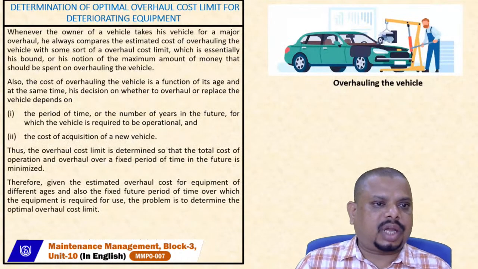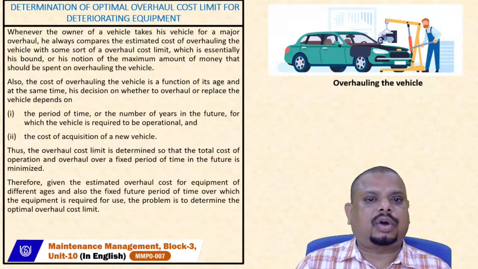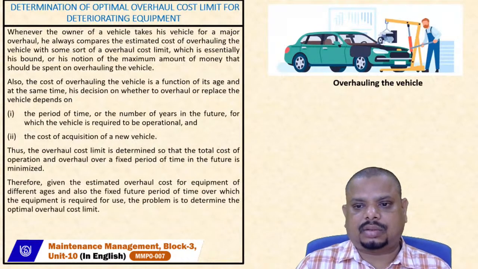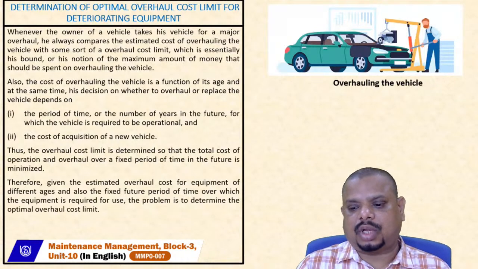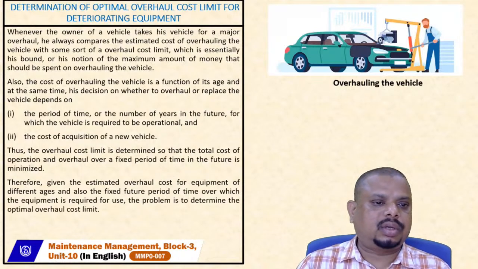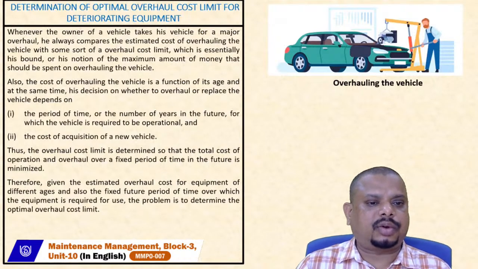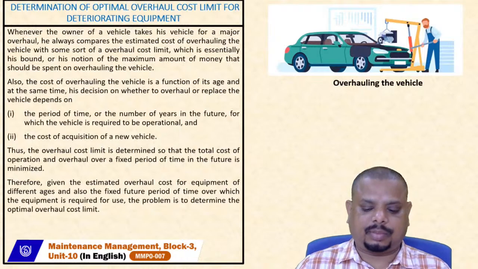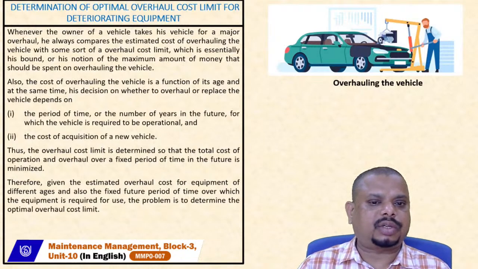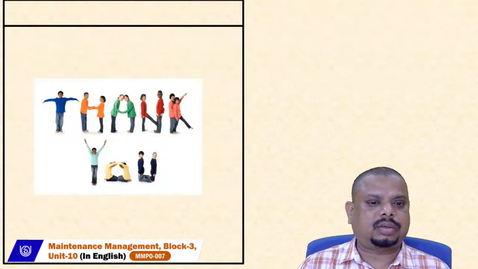The next topic is determination of the optimal overhaul cost limit for deteriorating equipment. Let's take the same example of an automobile, a car. The most important and most expensive component of a car is the engine. So here, first we must estimate the cost of overhauling the vehicle. The next important part is to treat it as a function of age and decide whether overhaul or replacement should be done. Thank you.